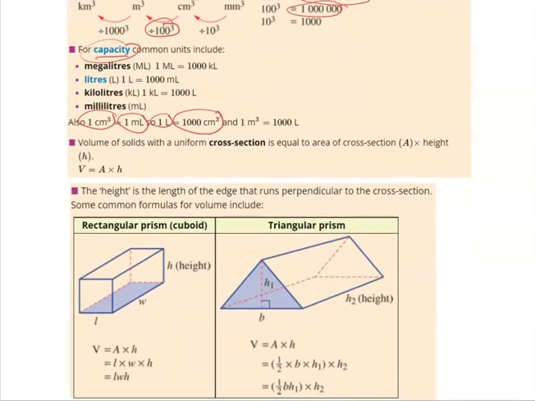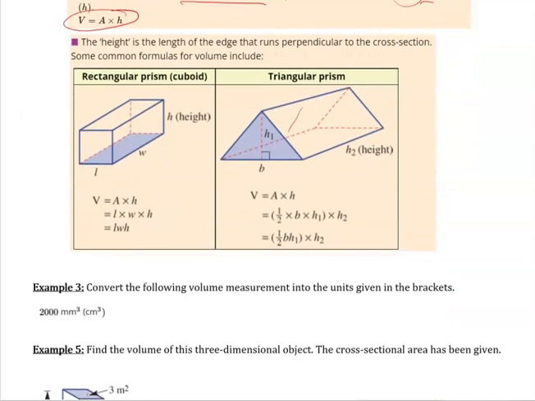Okay, so volumes of solids with uniform cross sections, which means they don't have any kind of bumps along what we might call their height. If it's a triangle through and through the whole way. If they have a uniform cross section, it's the area of whatever that is, if it's a triangle on the side or a rectangle, times the height. Okay, the volume is the area times the height.